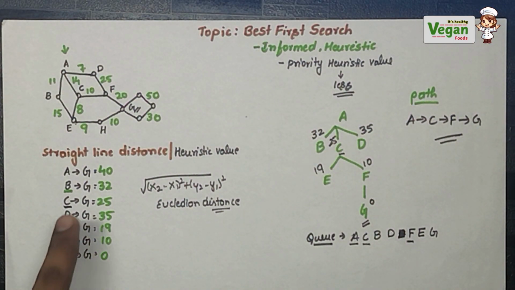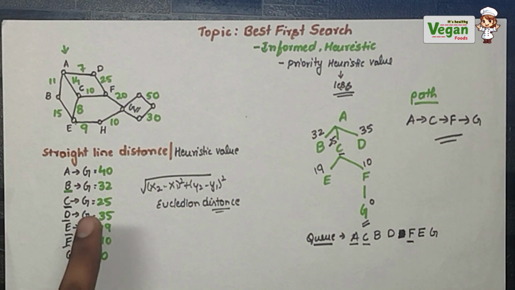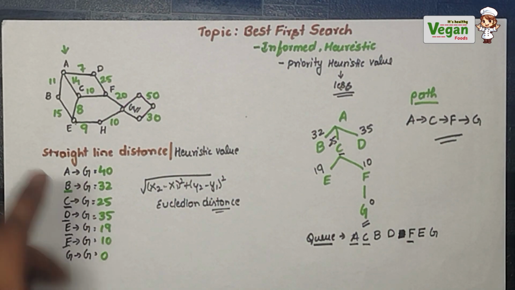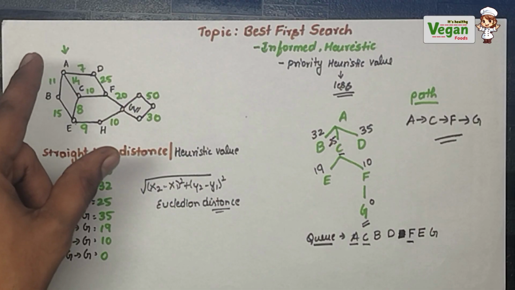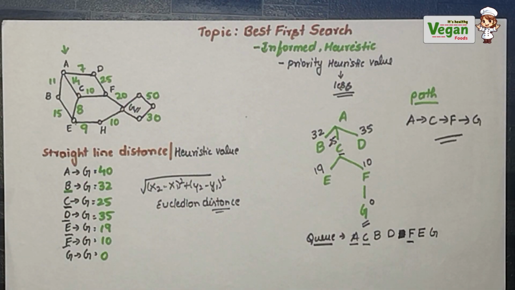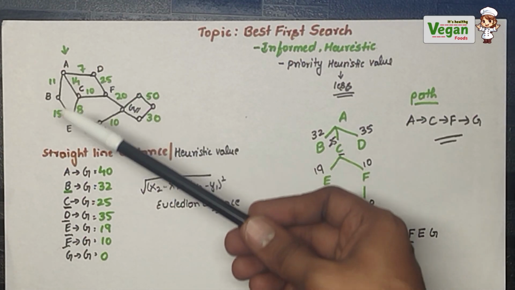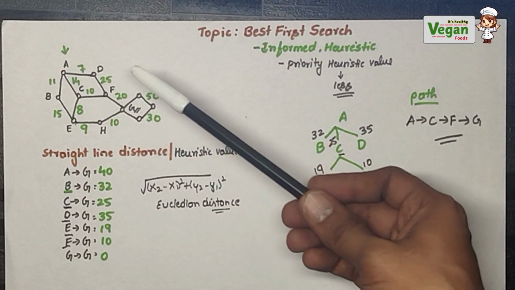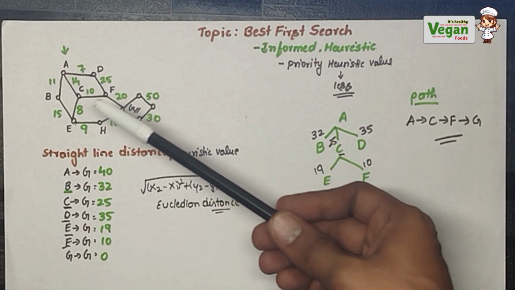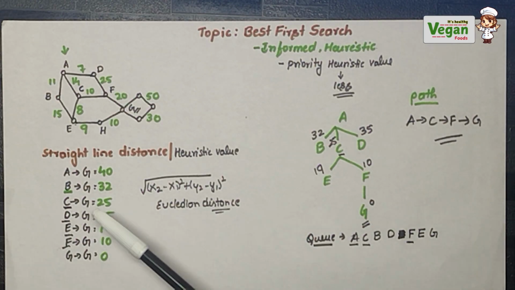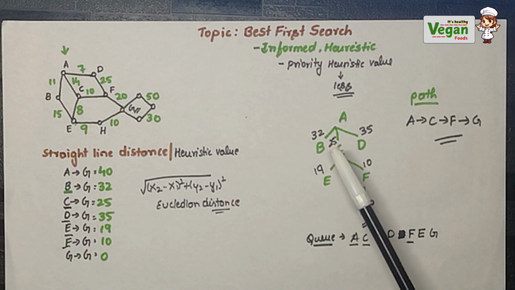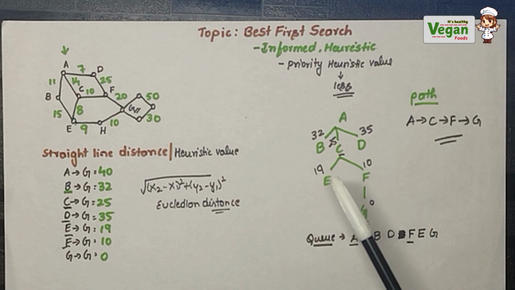What did we do here? The heuristic values or straight line distances were already given in the problem. We took the reference of this graph or tree and found the least heuristic value from which we can go to the goal state. From A there were 3 possibilities: A to B, A to C, and A to D. We selected C because its heuristic value of 25 was the least among B, D and C.